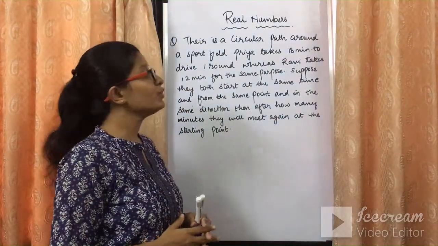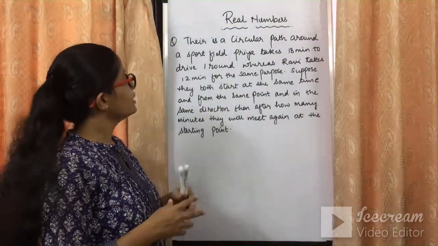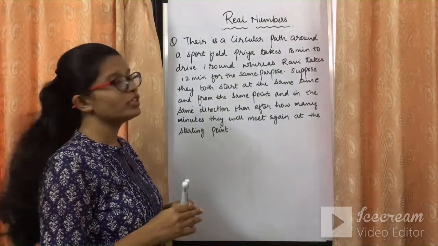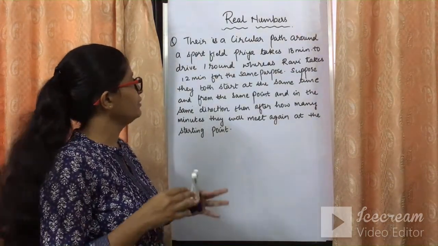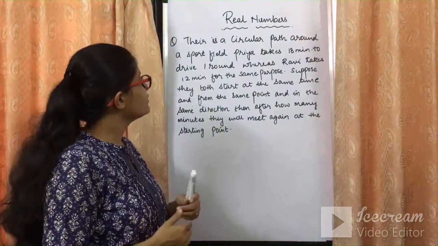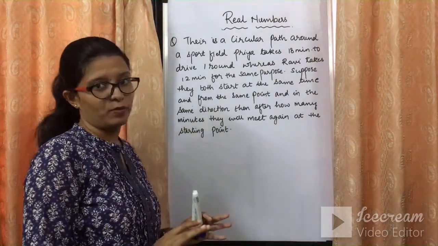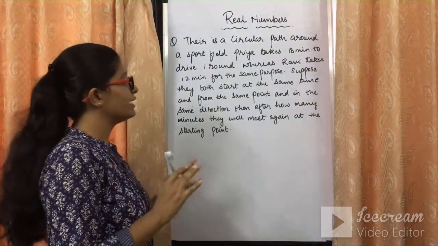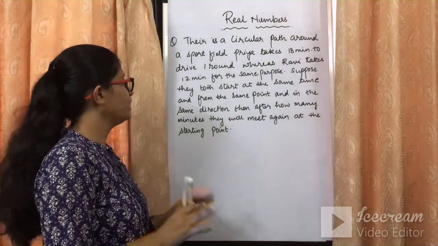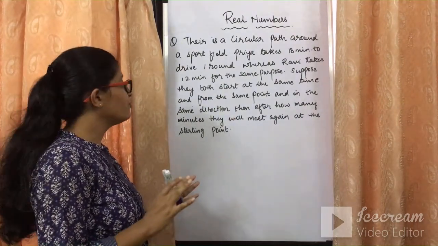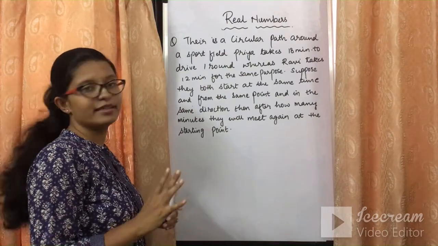So the question given to you is this: there is a circular path around a sport field. Priya takes 18 minutes to drive one round, whereas Ravi takes 12 minutes for the same purpose. Suppose they both start at the same time and from the same point and in the same direction. Then after how many minutes they will meet again at the starting point?